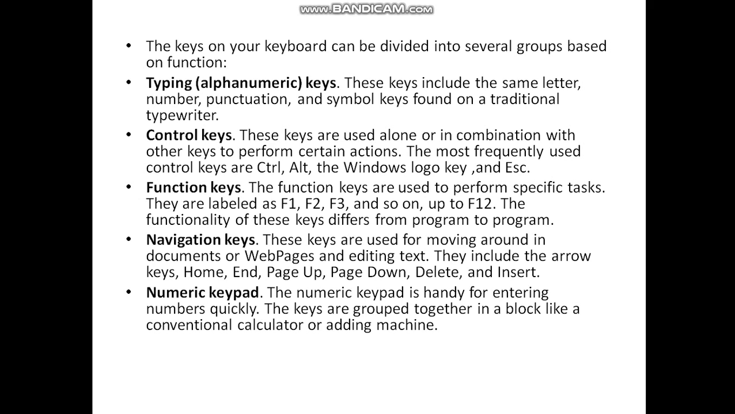Then the control keys. These keys are used alone or in combination with other keys to perform a certain action. The most frequently used control keys are Control, Alt, the Windows logo key, and the Escape key. For example, to save your file, we use Ctrl plus S. To copy a file, we use Ctrl plus C. For paste, Ctrl plus V. So the Control key is used along with another key to perform some task.